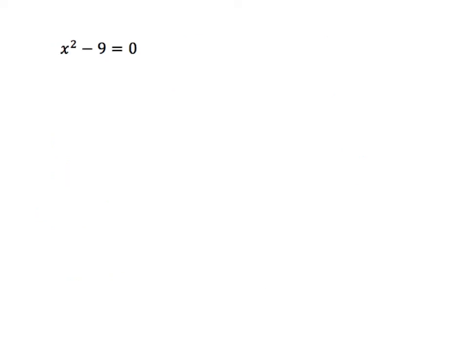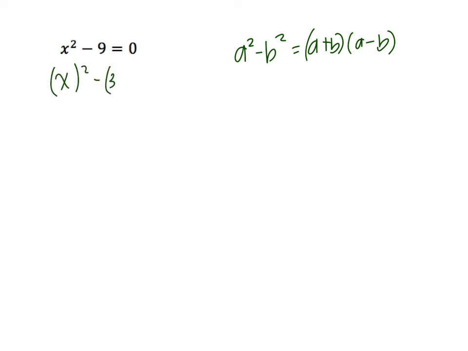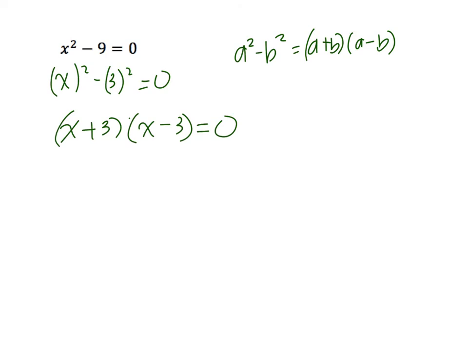And now we see this one, x squared minus 9. X squared is a perfect square, 9 is a perfect square. I'm going to use my difference of squares. Again, if I have a squared minus b squared, this is equal to a plus b times a minus b. So this I'll rewrite as a difference of squares: x squared minus 3 squared is equal to 0. So my a is x, my b is 3. So we have x plus 3 times x minus 3 is equal to 0.